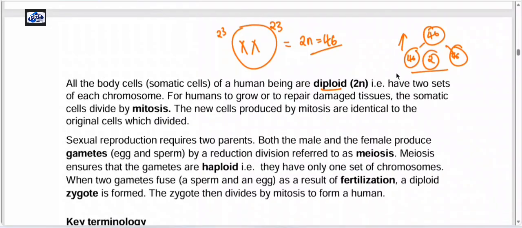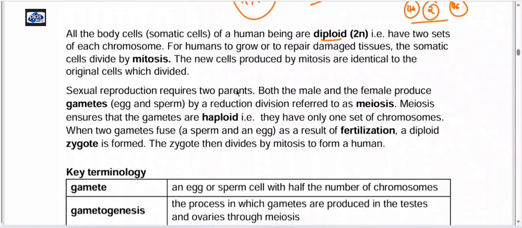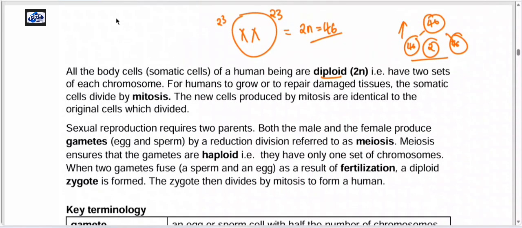So now we say sexual reproduction requires two parents. Both male and female produce gametes. Remember, gametes are the egg and the sperm, produced by a reduction division referred to as meiosis. Remember that, good people. Meiosis is a reduction cell division. So if we have a cell containing two sets of chromosomes, which is diploid, we are going to have two cells formed, but they are halved. It means that this side will carry 23, and this side will carry 23.